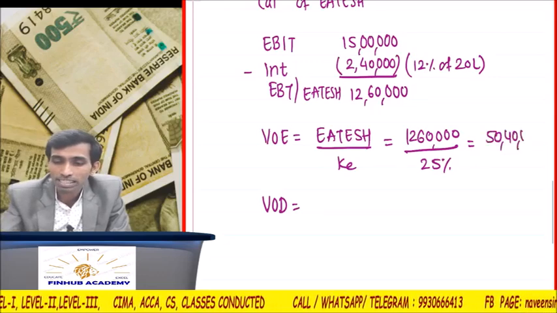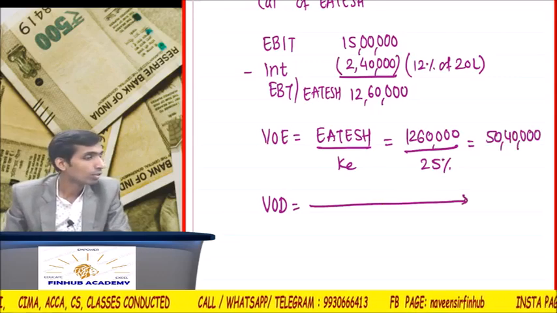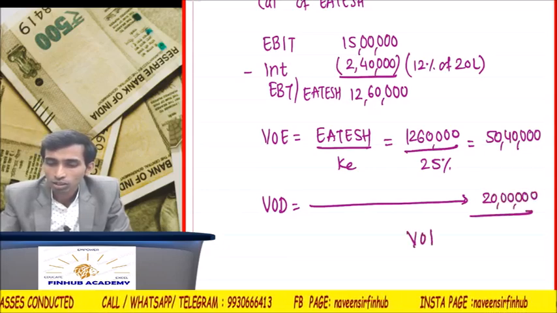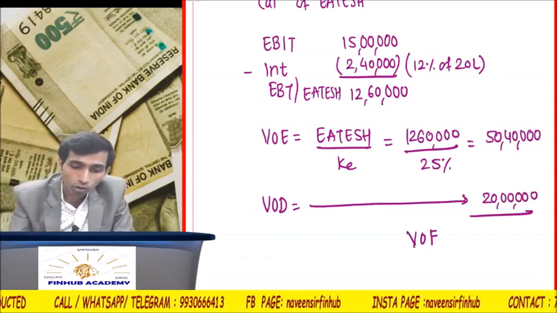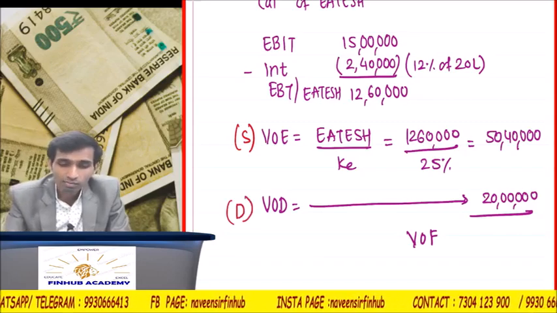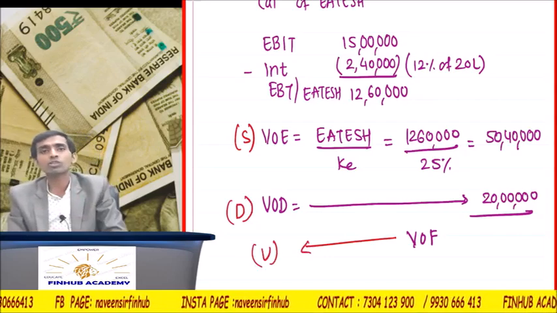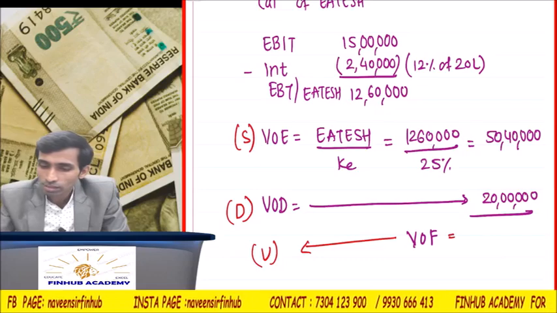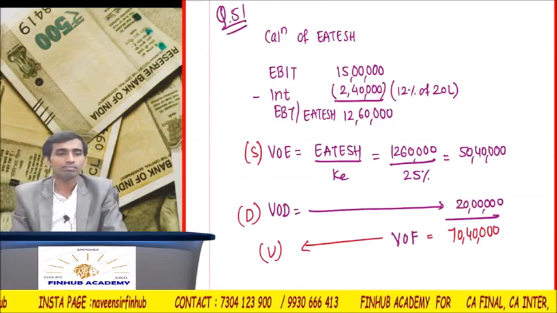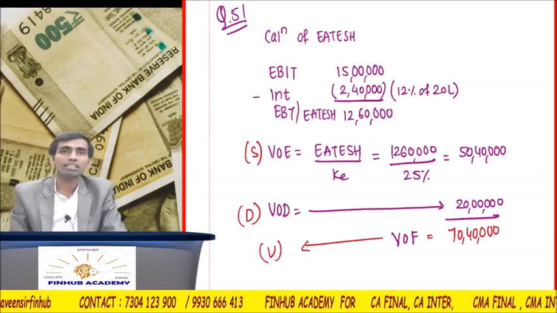Listen carefully, very important. Value of debt is also given: 20 lakhs. So what is the value of the firm? In exams, they call the value of equity S and the value of debt D, and the value of the firm V. So S plus D is equal to V. This is the notation used. So the value of the firm is 70 lakh 40,000. Is it clear? Total value of the firm we have done.